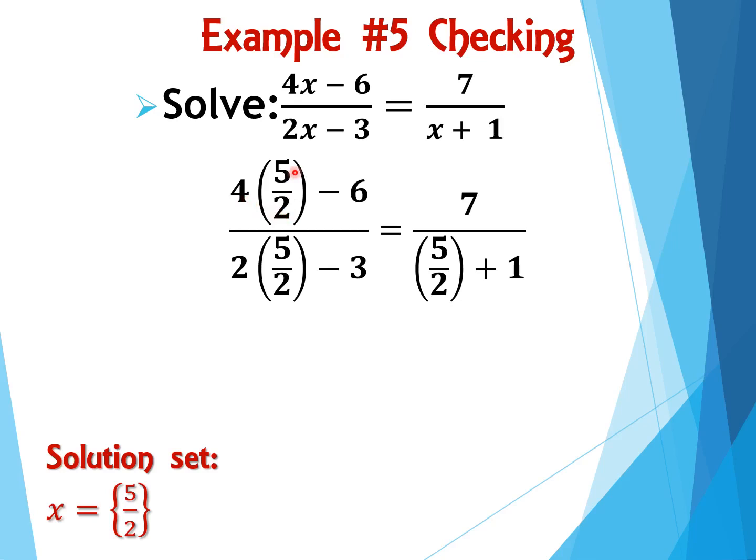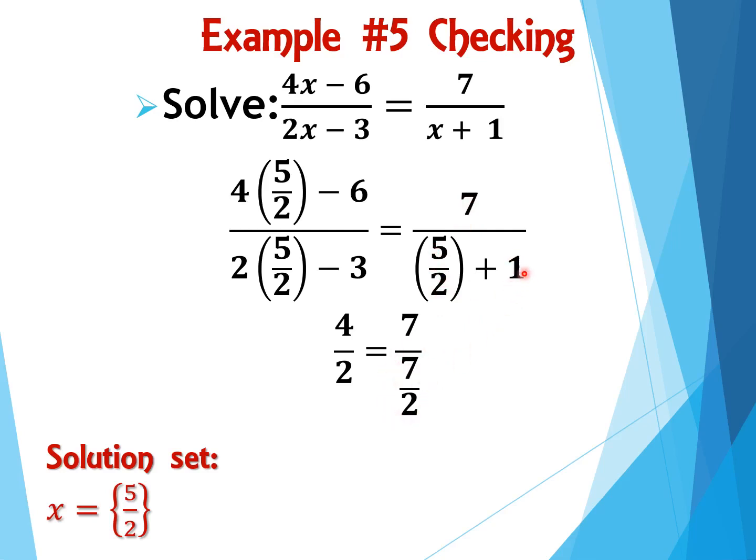That will be 2 times 5 is 10 minus 6. That will be 4. And then for the denominator, you will have 2 divided by 2 is 1 times 5 is 5 minus 3. So that will give you 2. So that will be 4 over 2. And here you will have 7. And then 5 halves plus 1 is equal to 7 halves.